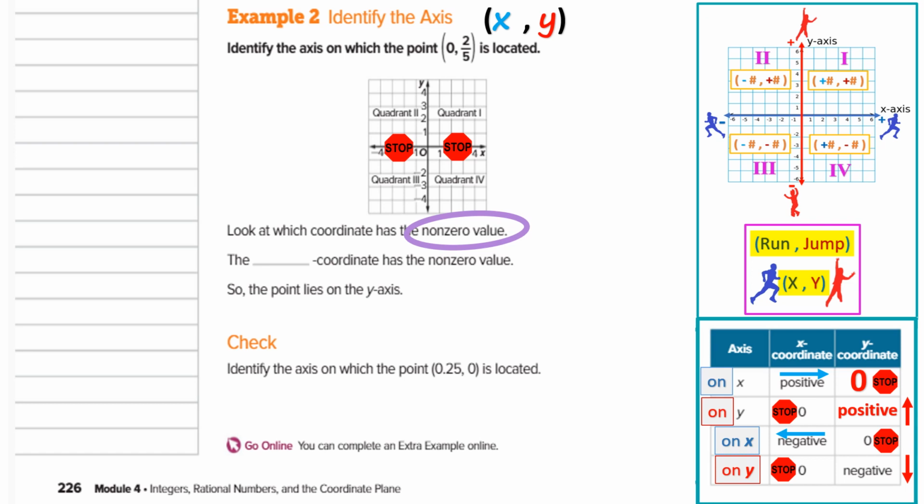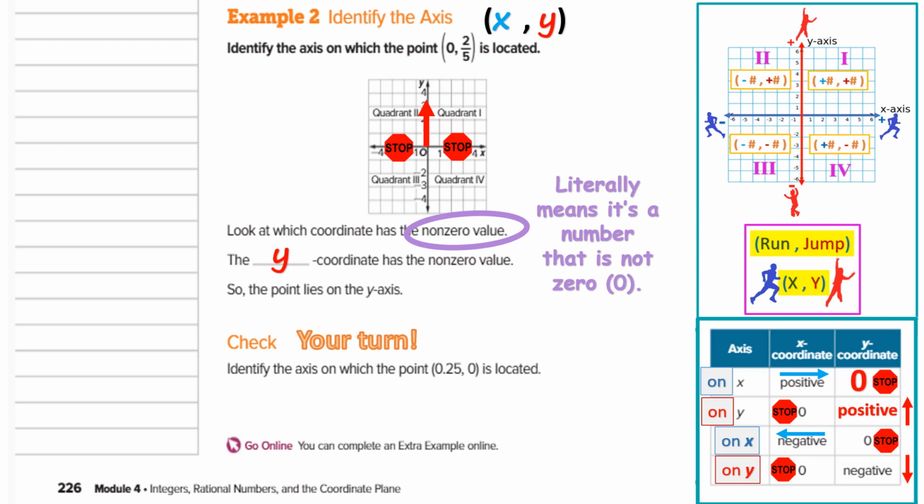Notice what this says, that we have a non-zero value. And all that means is it's any number other than 0, any positive or any negative number. So if my 0 is in my X coordinate, then once again, I know that my non-zero, whatever it's going to be in the Y, is going to be the axis that it is on. So if I'm looking at the idea of that non-zero and I apply that to the next one, the check, then we should be able to quickly determine which axis this ordered pair is going to be on. So you give that one a shot. Let's see how you do.